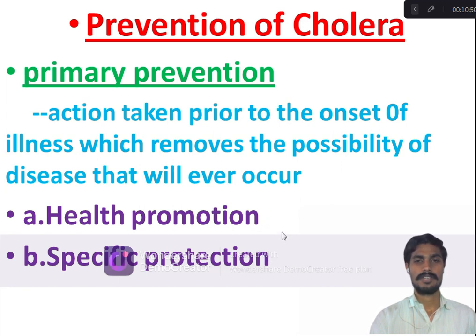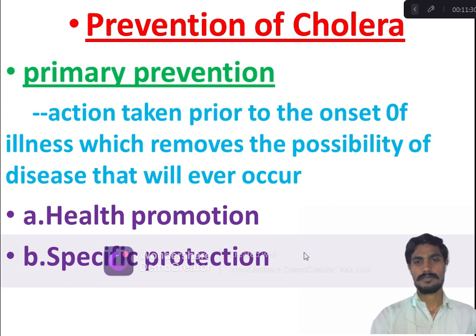Specific protection means you can take some of the specific precautionary measures to prevent specific disease. For example, immunization. If you want to prevent the specific disease such as cholera, typhoid and TB, they are all having immune developing systems in the form of vaccines. By taking those vaccines, you can prevent the specific disease developing in future. That is specific protection. These are all comes under the primary prevention.